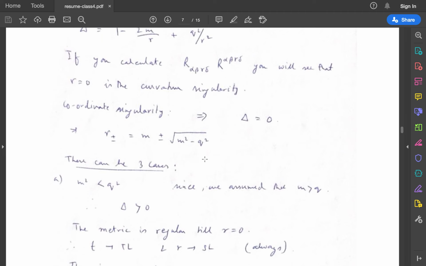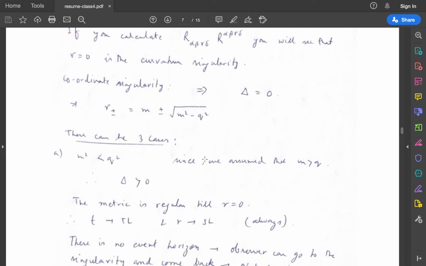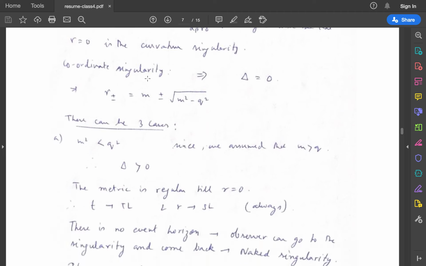So for a charged black hole, there can be 3 cases, right? Because this is a quadratic equation, we can have 3 cases. The first case is, let us take that m squared is less than q squared. Since we assumed m to be very greater than q, and m squared is less than q squared, this is a negative term. However, m will remain positive, so delta is always greater than 0.